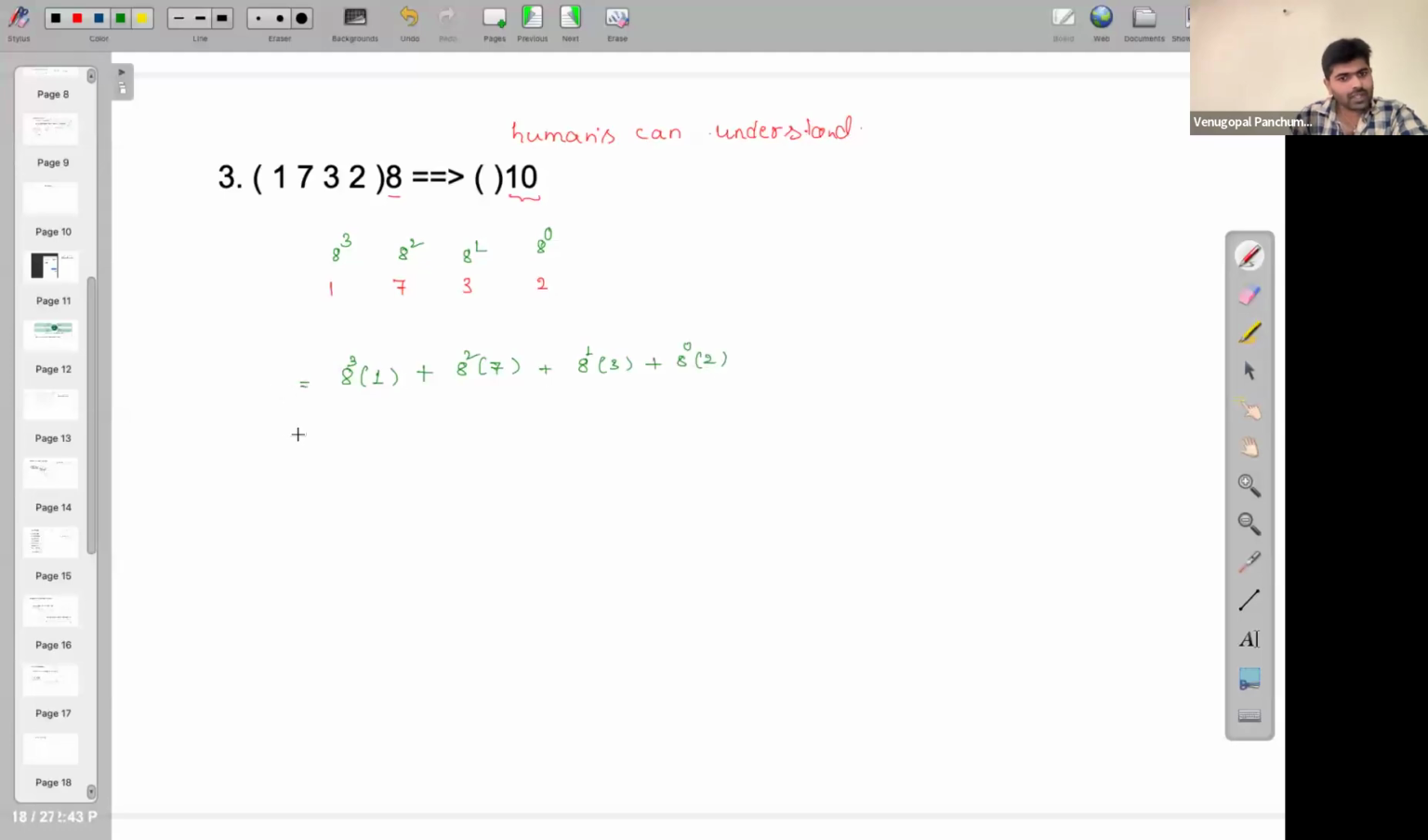So when you do this, 8 cube is how much? 512, right? This is 512 plus 64 into 7. So 64 into 7 is 448. So 448 plus 8 power 1 into 3, that is 24, plus 2. Now when you add up all this, how much are you getting? Okay, let me add it. 512, 448, 24, 2. This is 986.